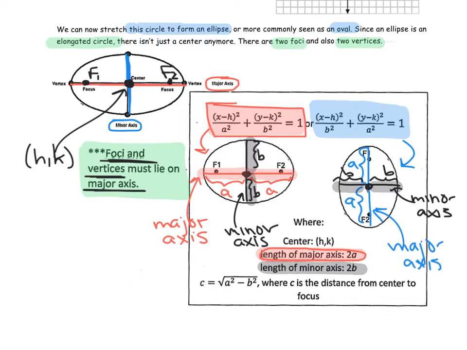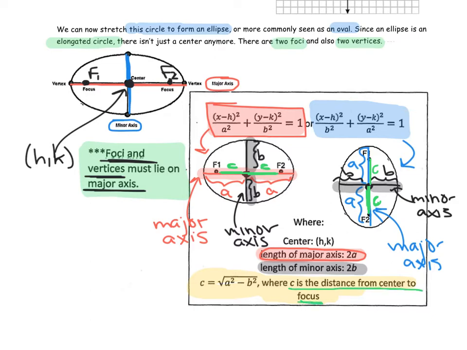It's twice B. And now C is going to be the distance from the center to the focus. So let's label that, let's do it in green. From here to here, that's C. From here to here, that's C. So C is the distance from the center to the focus.